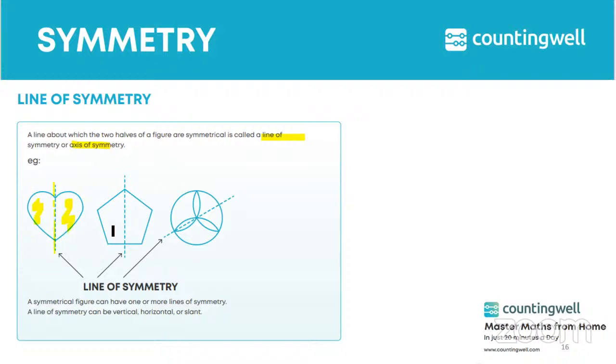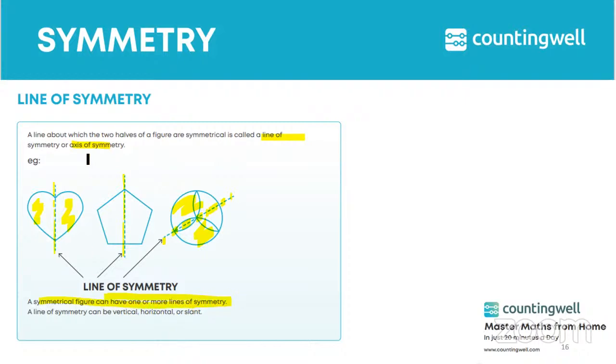Similarly, for the second figure, which is a pentagon, if you fold the figure along this dotted line, then you will find that one part of the figure will overlap with the second part. Next, for the third figure, if you fold the figure along the dotted line, this part will overlap with this part exactly. So a symmetrical figure can have one or more lines of symmetry.